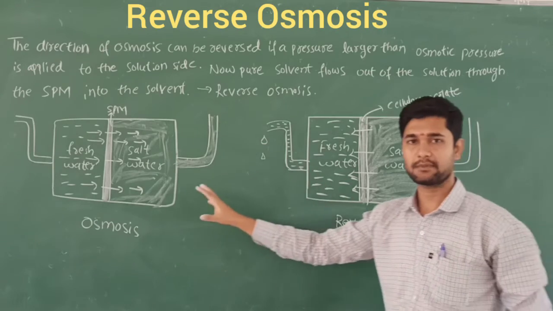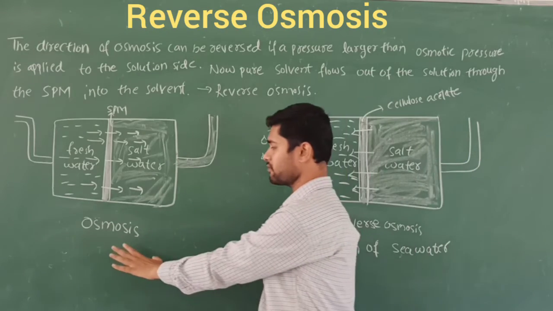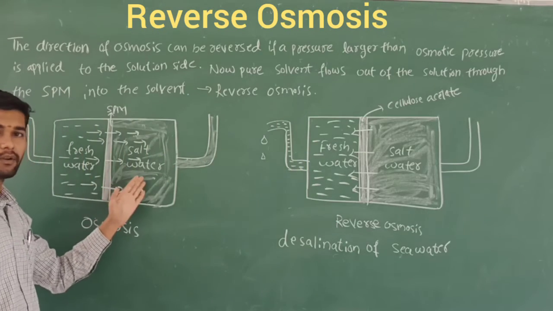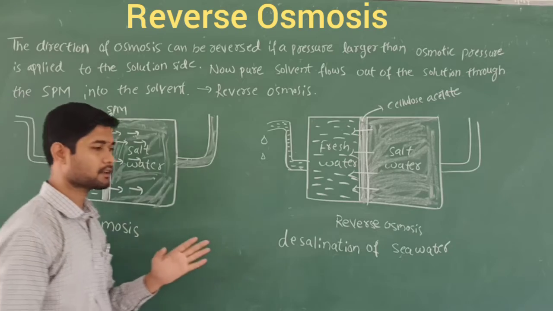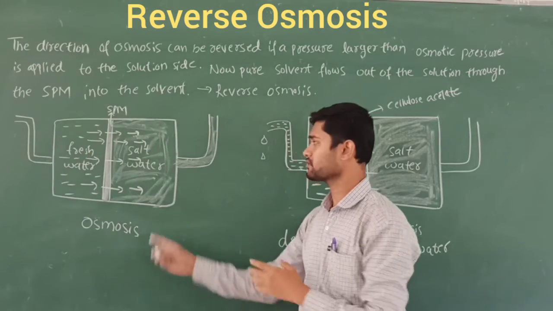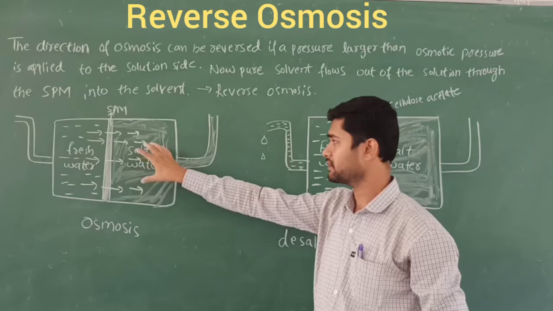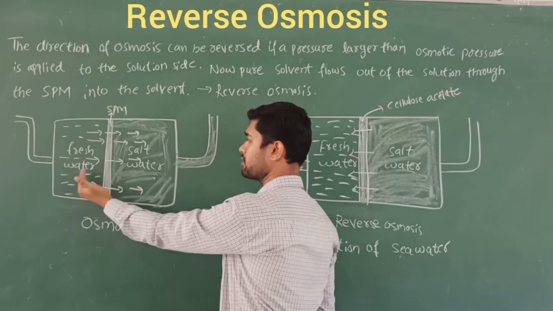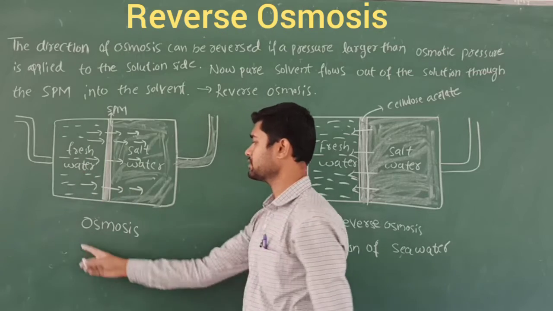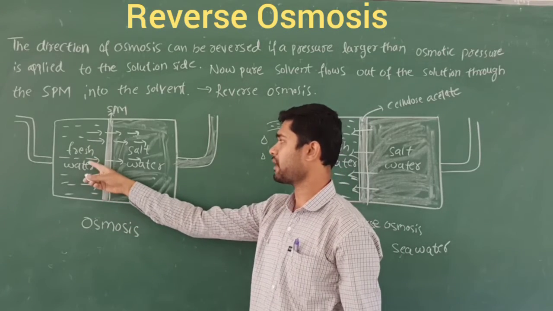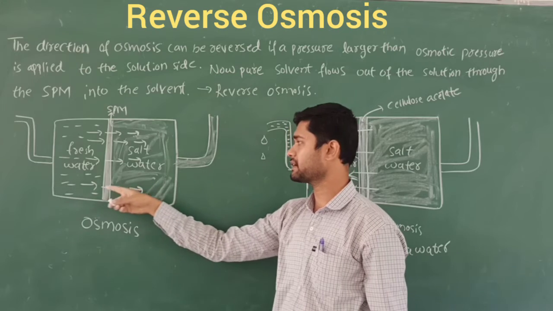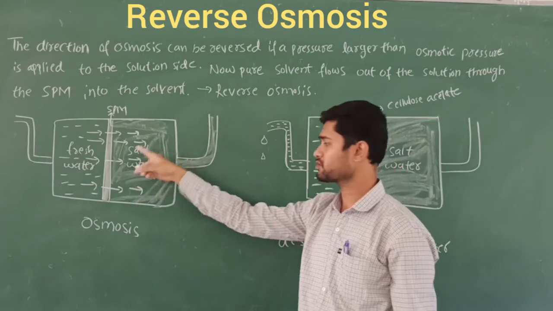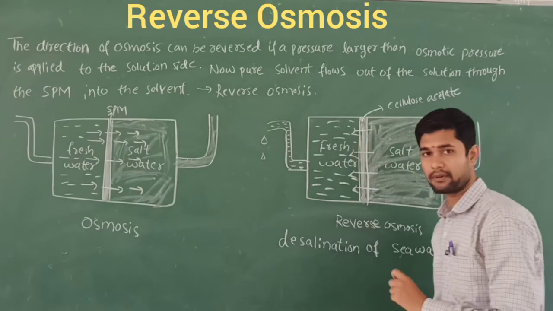So first let's discuss osmosis. Osmosis, you know this well. This is called fresh water or solvent, and this is the salt water. Salt water is the solution, with salt as the solute and water as the solvent. That is called a salt water solution. This is fresh water. So osmosis means the flow of the solvent molecules from the solvent towards the solution. This arrow mark indicates the flow of the water molecules towards the solution, and that is called osmosis. But what about reverse osmosis?